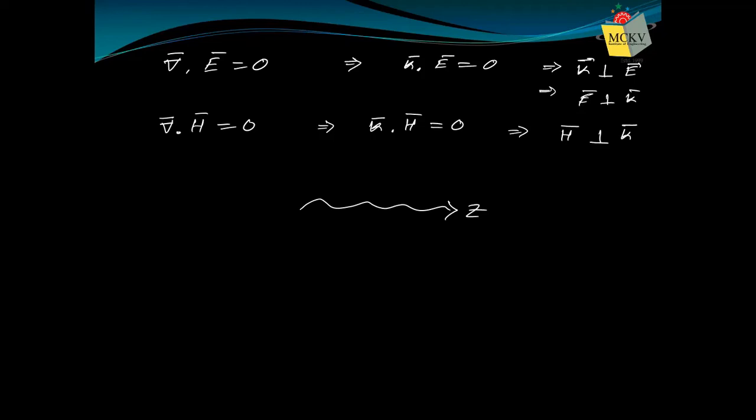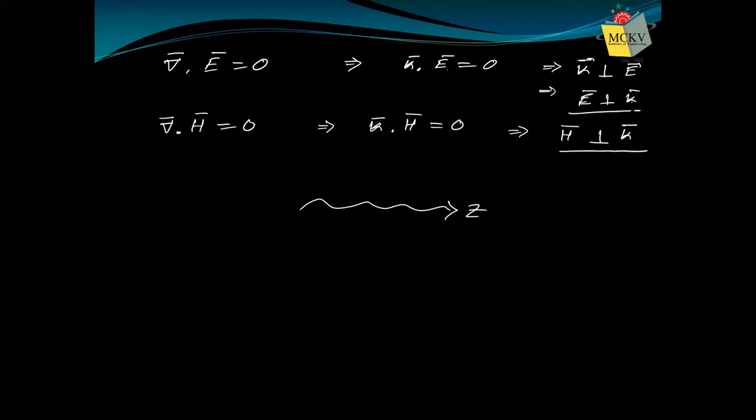Yes, sir. They are mutually perpendicular to each other. How can I say? Yes, because we get k dot E equals 0 and k dot H equals 0. So both are perpendicular to k. So it must be E dot H is equal to 0. From the first one we can say the electric field is perpendicular to k, and the magnetic field is perpendicular to k.